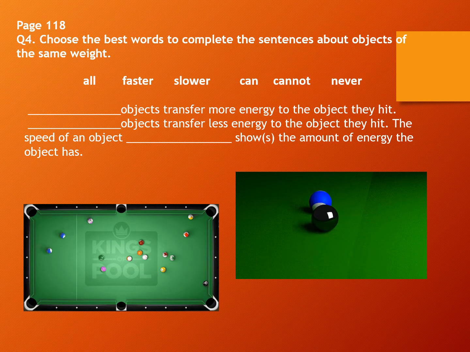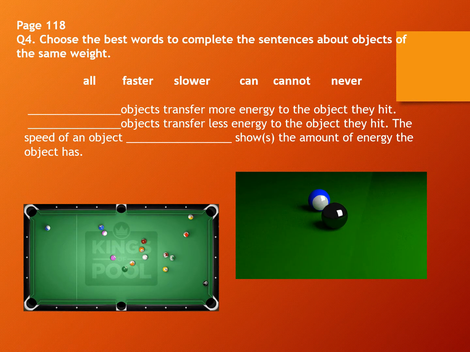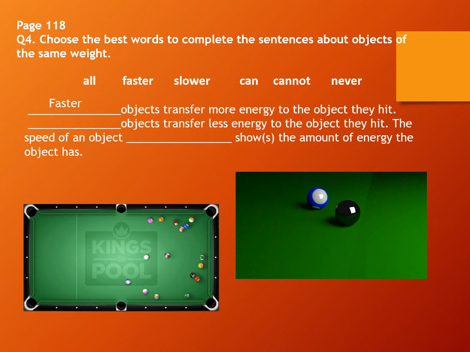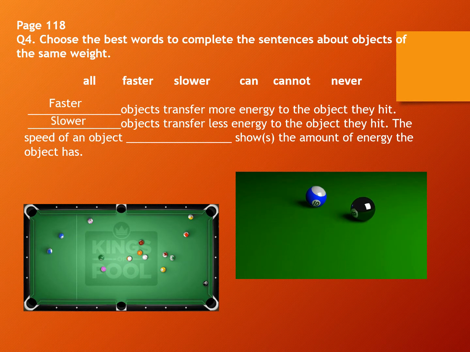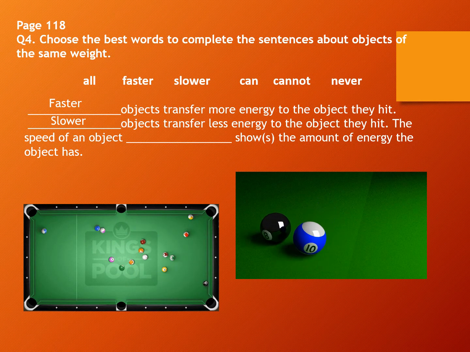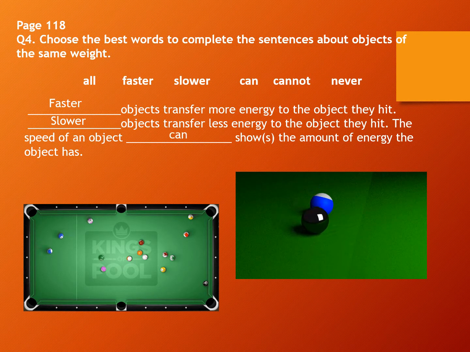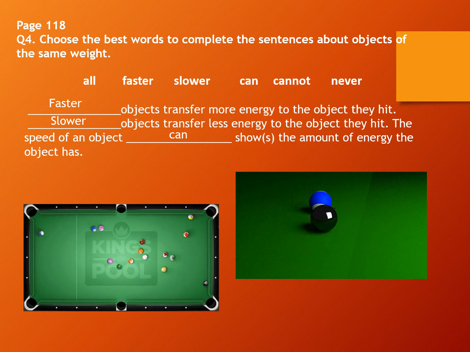Okay, so you may pause the video, grade 4, if you need more time to answer this question. Here are the answers. First one, faster objects transfer more energy to the object they hit. Second one is slower objects transfer less energy to the object they hit. And the last sentence, the speed of an object can show the amount of energy the object has.